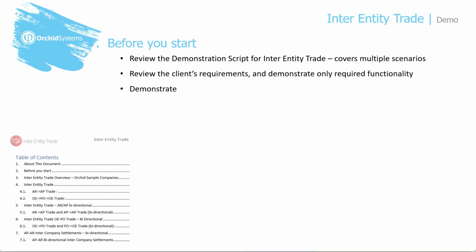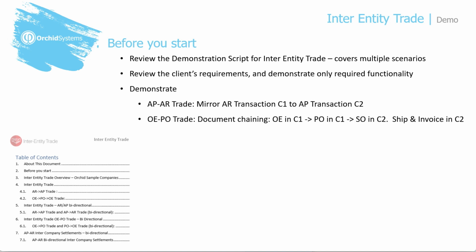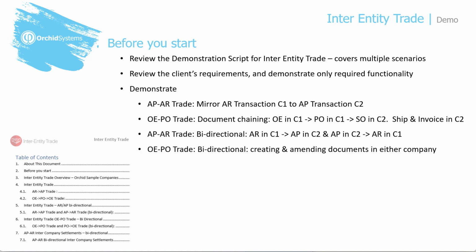The scenarios that we have to demonstrate are APAR trade, this is mirrored transactions across companies, OEPO trade, so this is mirrored transactions across companies, but you can chain the documents. APAR bidirectional trade, meaning you can do some of the documents in company 1 and other documents in company 2. OEPO bidirectional trade, meaning you can create and amend the documents in either of the companies and the amendments will flow through to the target documents. And we also have a scenario demonstrating the intercompany settlements.